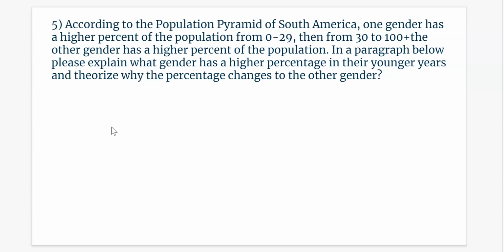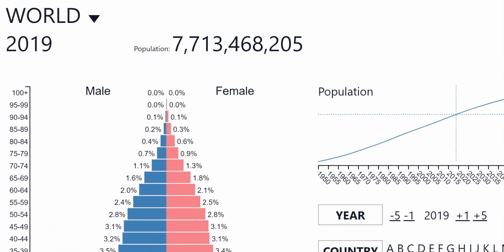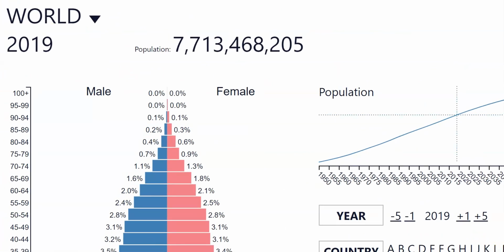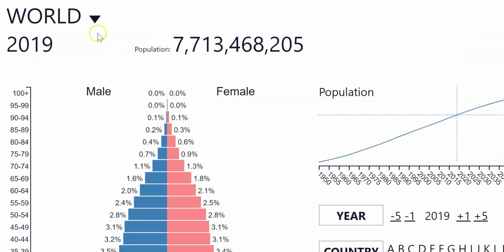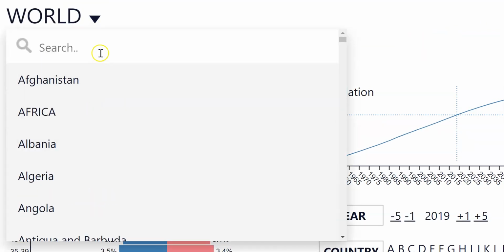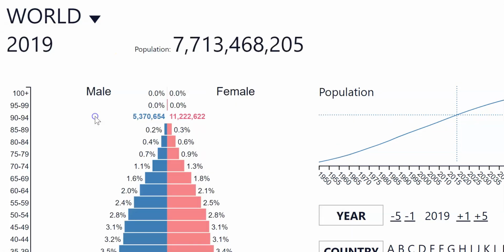Let's go to that website so you can look and see what it is. It's called populationpyramid.net, and this is what we are looking at for the world. As you scroll over it, it tells you what it is. Now let's go to South America, which is what we're going to be doing. So you want to type in South America.